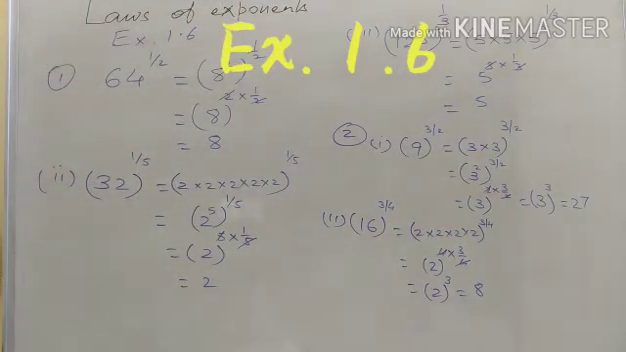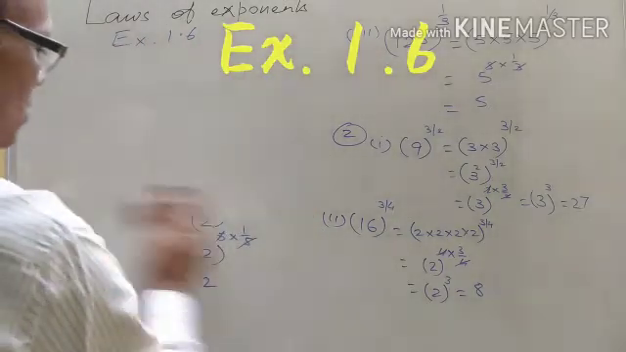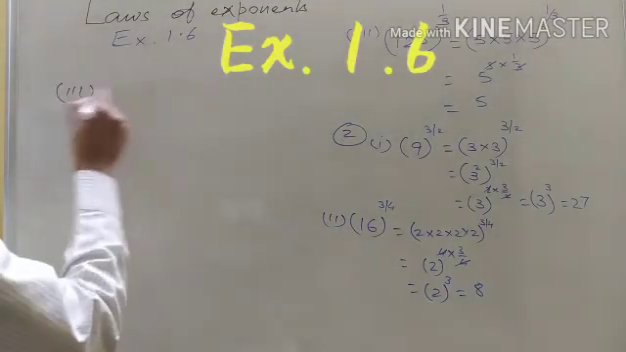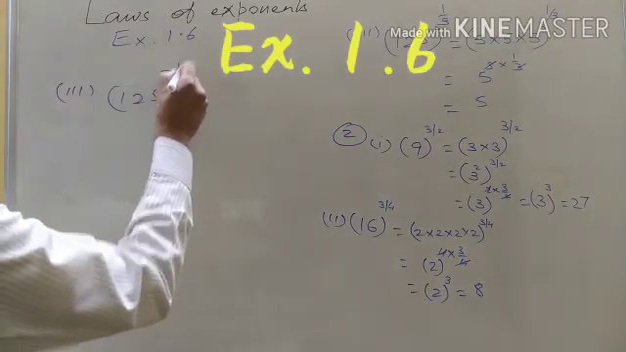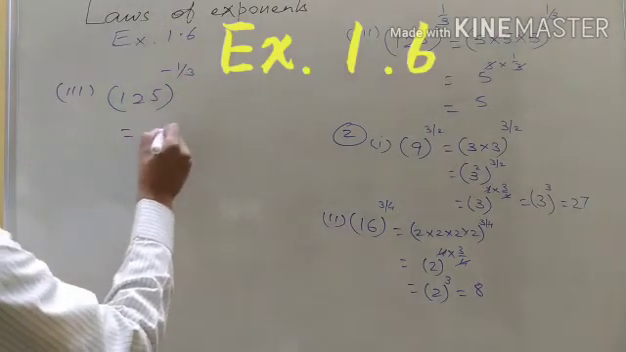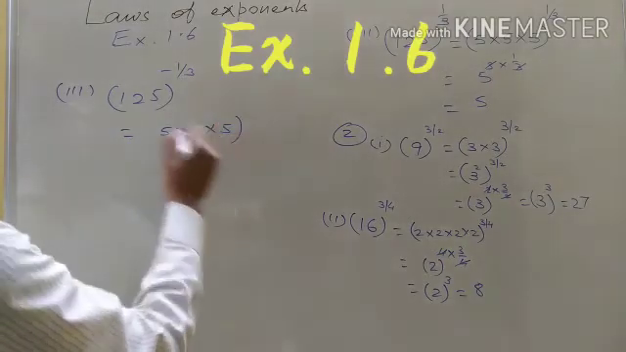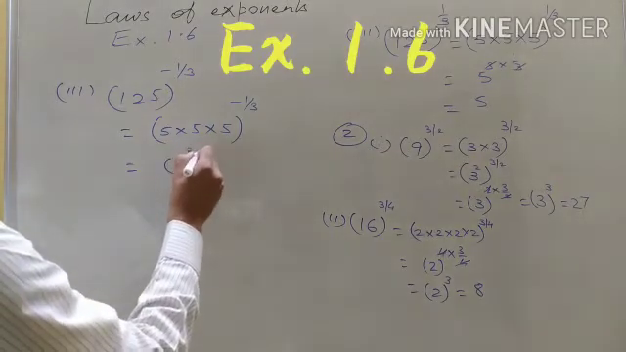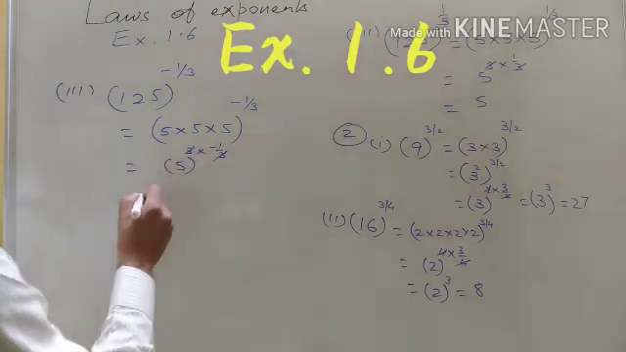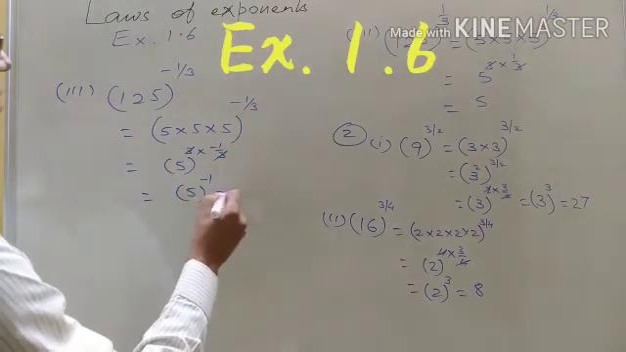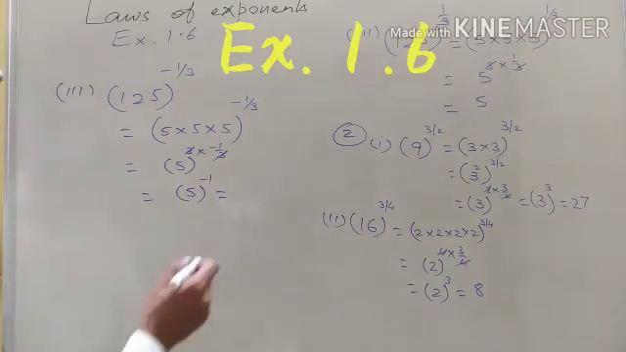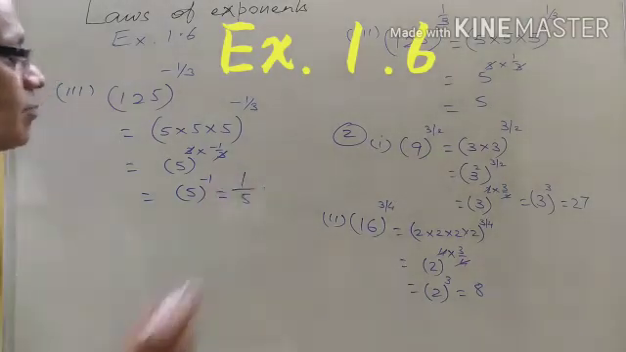Then another one that is given is 125 to the power minus 1 by 3. We know that this will be 5 into 5 into 5, 3 times, minus 1 by 3, means 5 to the power 3 into minus 1 by 3. This 3 cancelled. It becomes 5 to the power minus 1. You have studied a to the power minus m is equal to 1 upon a to the power m. So it becomes 1 upon 5.